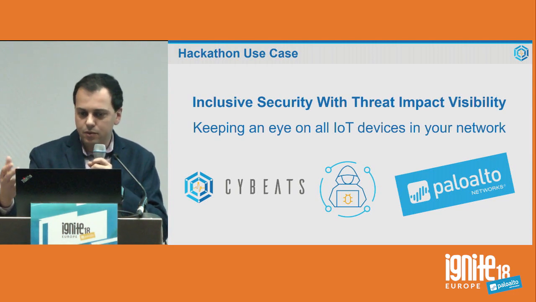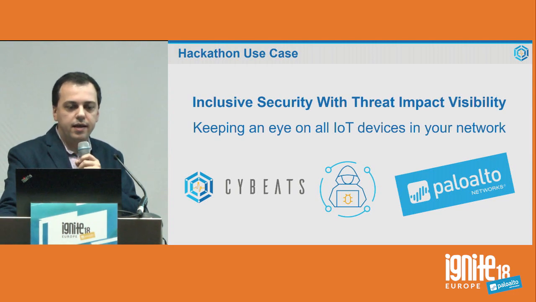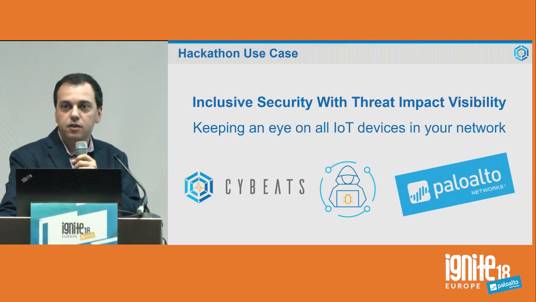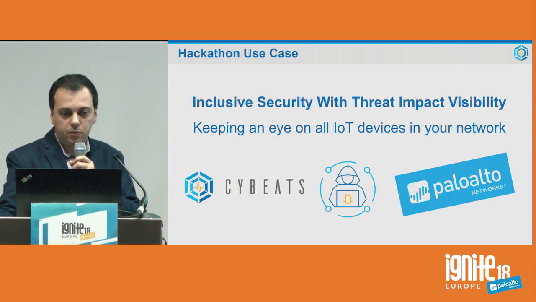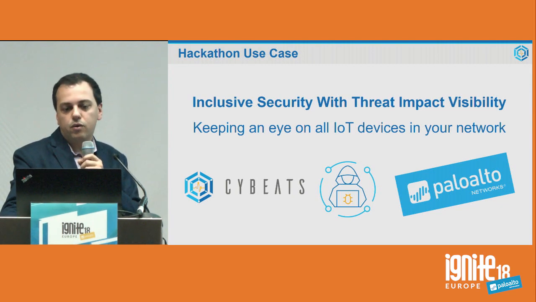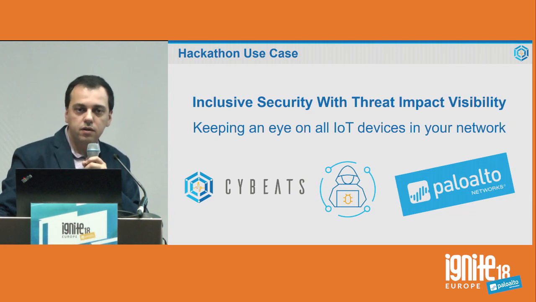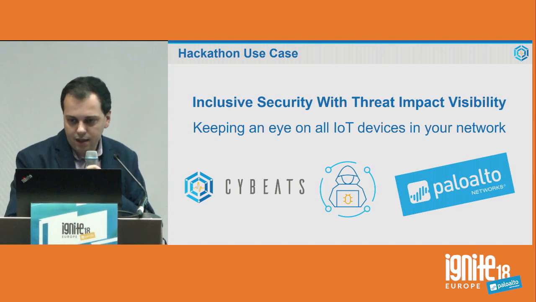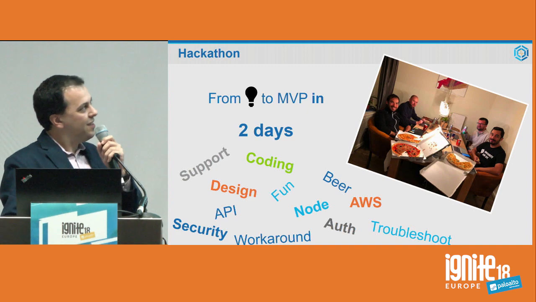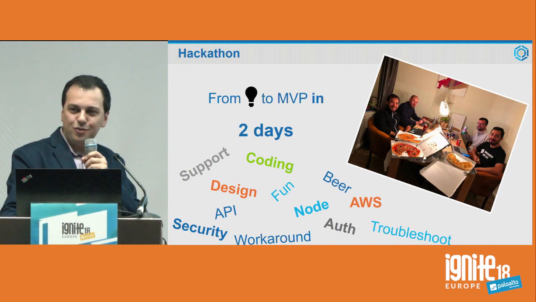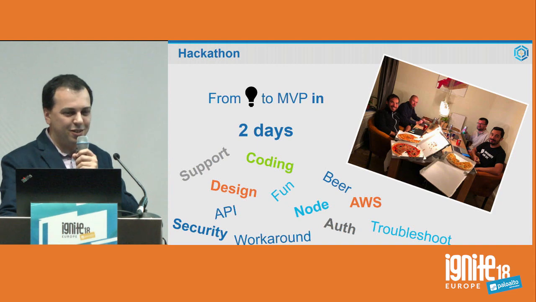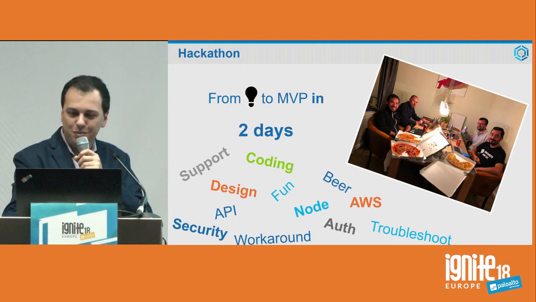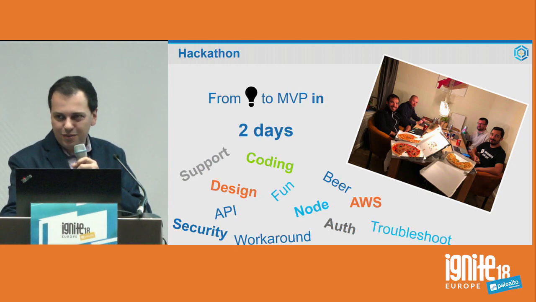And yeah, the use case that we came with is actually inclusive security with threat impact visibility for networks that include IoT devices. So it will allow us to keep an eye on all IoT devices inside a network, and not only the ones that are protected by Szybist. And yeah, then we moved forward to two very interesting days, from idea to MVP in two days, and it included coding, design, APIs, Node.js, authentication, workarounds, troubleshooting, beer, and a lot of security.